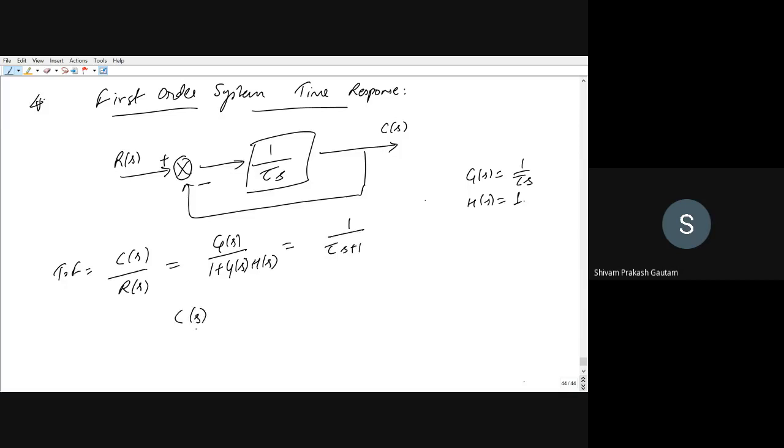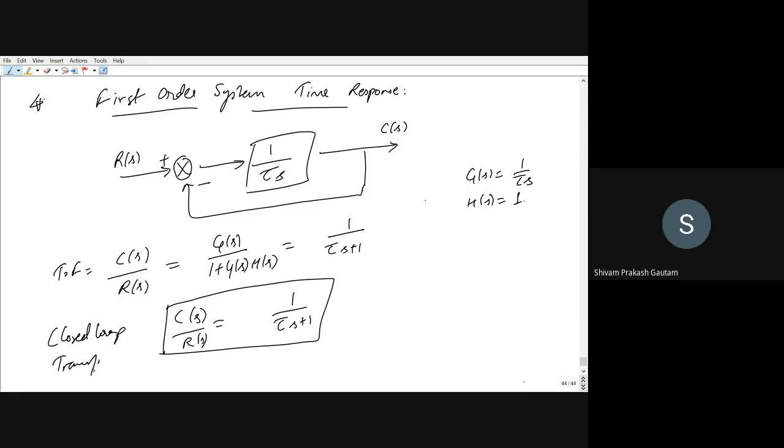So C(s) upon R(s) is equal to 1 upon tau s plus 1. We call this a closed loop transfer function. You can also call it in a short form CLTF. CL for closed loop and TF for transfer function. So this is the closed loop transfer function of a first order system. Is it okay? Is it okay till now?